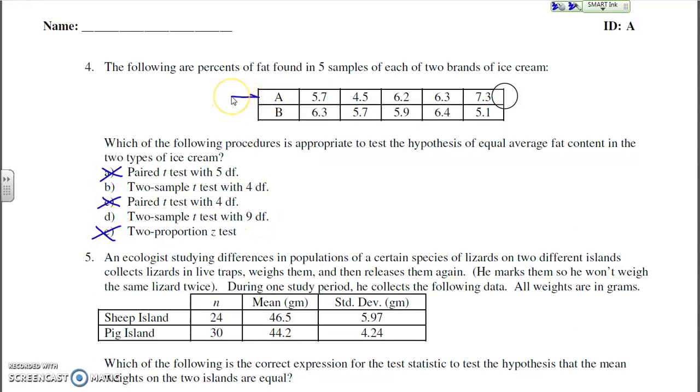Remember, we just pick one of the samples, the one with the smaller sample size, and you do degrees of freedom minus 1. So in this case, they're the same sample size. So we want degrees of freedom equal to 5 minus 1, which is 4. So the 4 degrees of freedom is the more appropriate one. That's the conservative approach since we're not using a calculator here. So degrees of freedom of 4, B, is the correct answer for number 4.